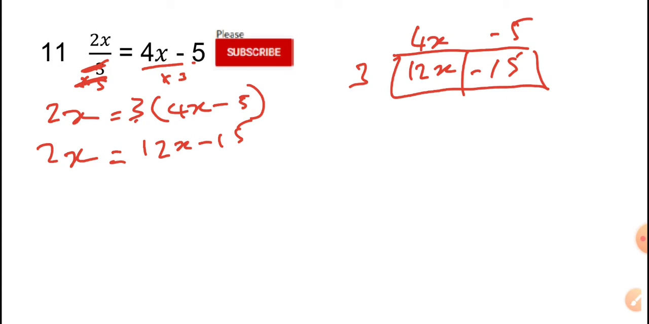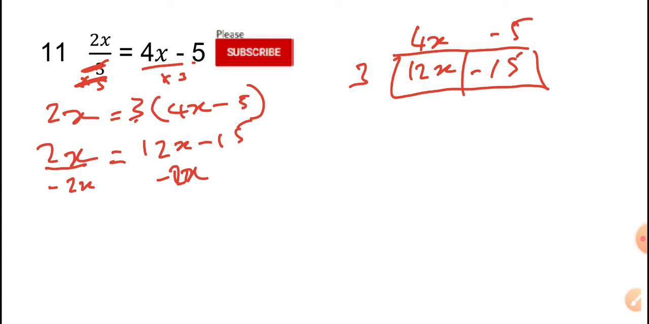So we need to ask ourselves which side has more x's. It's clear that the right hand side, 12x, has more x's. So I'm going to collect all my x's on the right hand side. That means I do not want any x on the left hand side. So I have to take away 2x from both sides, because I want to get rid of this 2x.